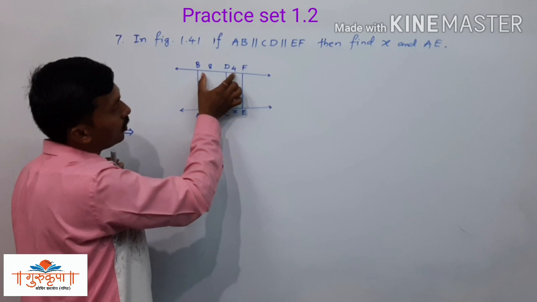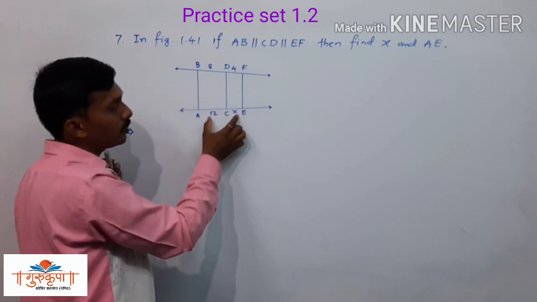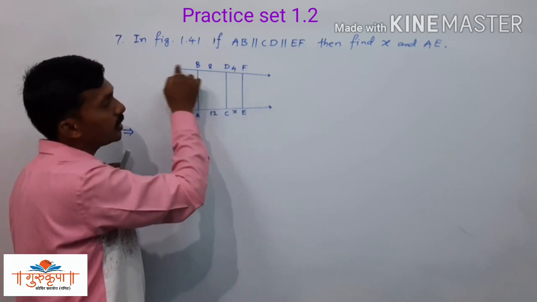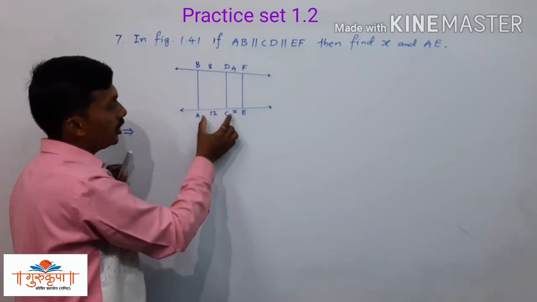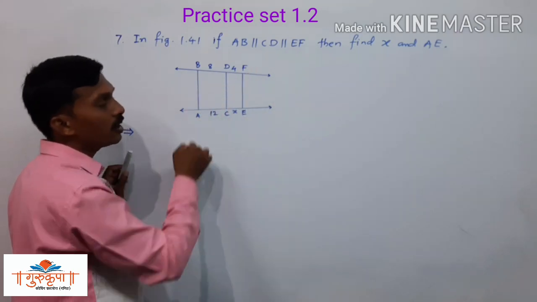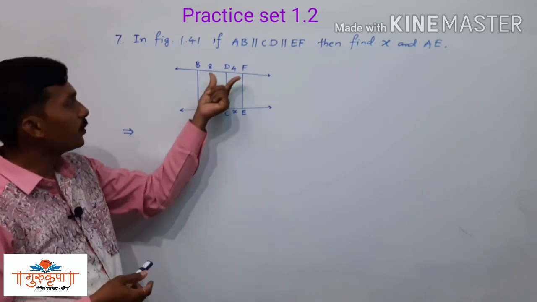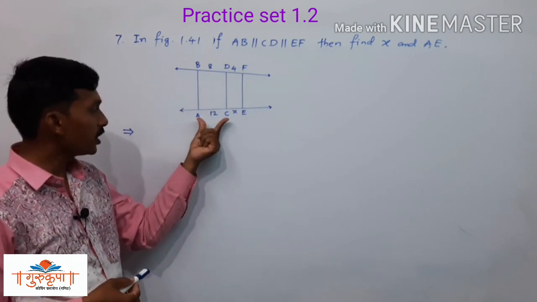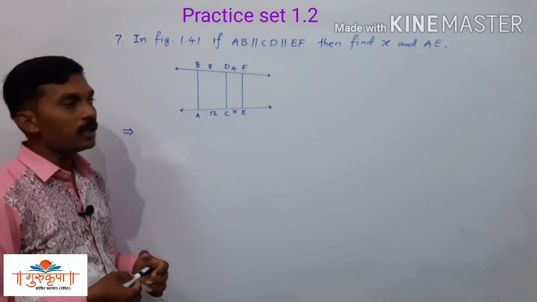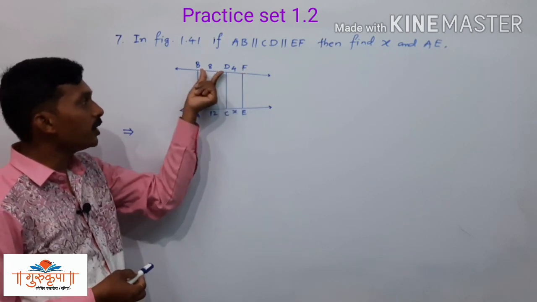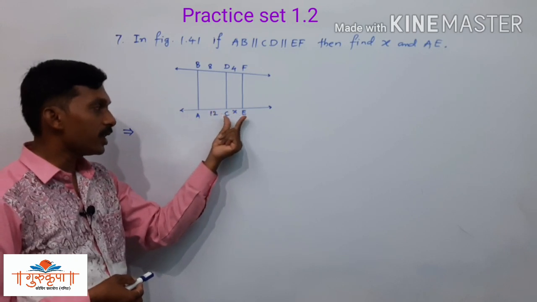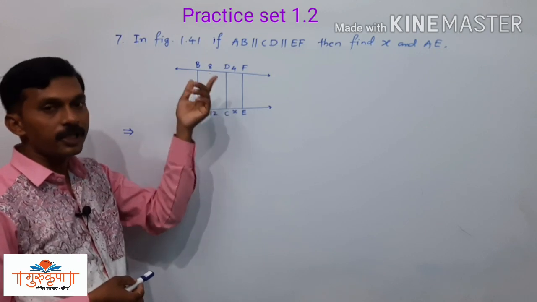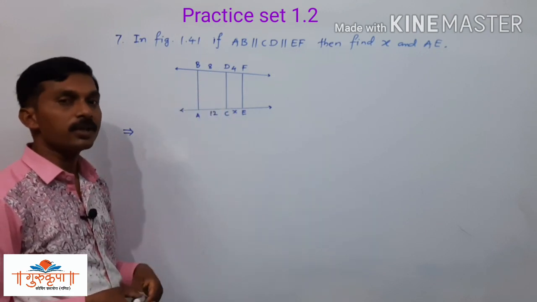We have to take the ratio of these two intercepts equal to the ratio of the two corresponding intercepts. BD and DF are the intercepts made on one transversal, and AC and CE are the intercepts made on the other transversal. So how do we write the first ratio? If we write the first ratio BD upon DF, then we have to write the second ratio as AC upon CE. If we write the first ratio as FD upon BD, then we have to write the second ratio as EC upon AC. Depending upon how we write the first ratio, we have to write the second ratio, that is very important.